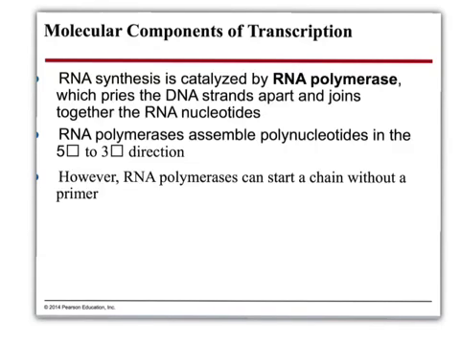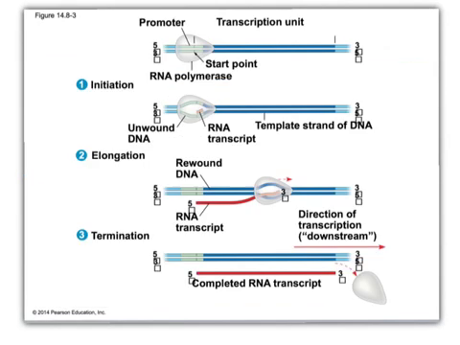What does DNA polymerase require? A primer. DNA polymerase requires a primer. RNA polymerase does not. It will synthesize new strands on its own. It's able to assemble polynucleotides in a 5' to 3' direction, without the use of a primer. So, that's the main player, RNA polymerase.